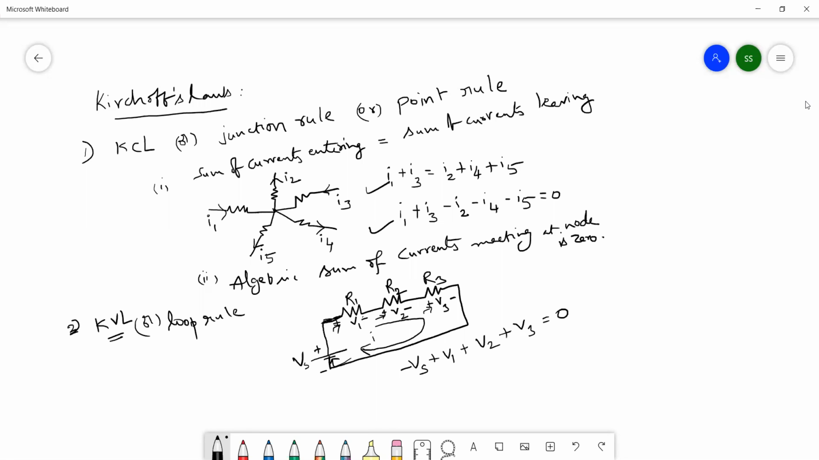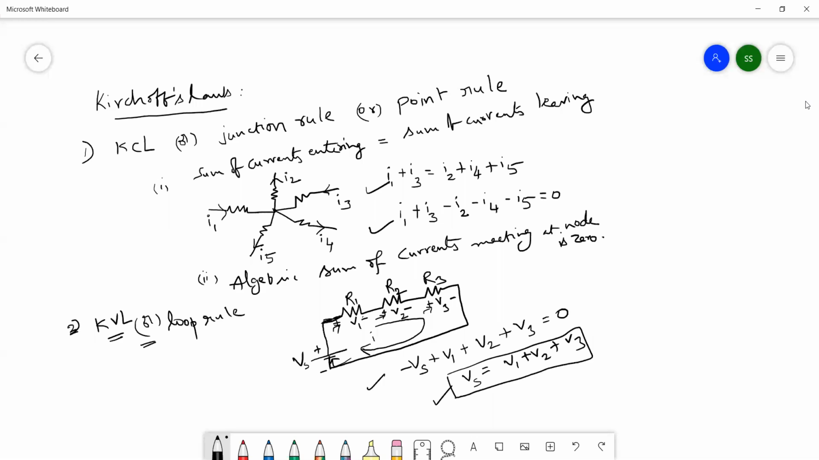Now the equation satisfies that the algebraic sum of voltages around a closed circuit is equal to 0. That is your statement of KVL. Now Vs is equal to, shall I write like this? V1 plus V2 plus V3.